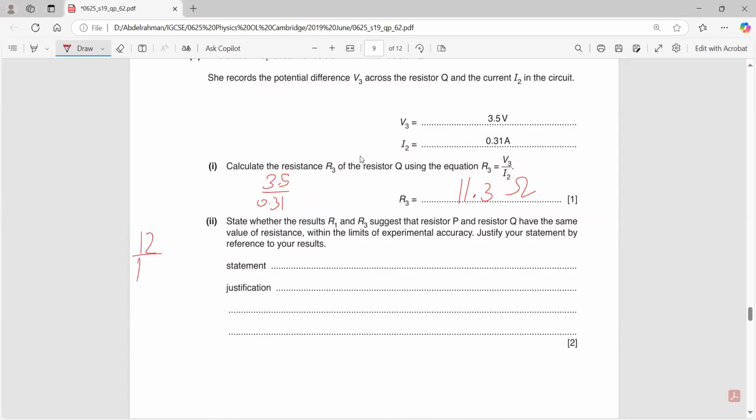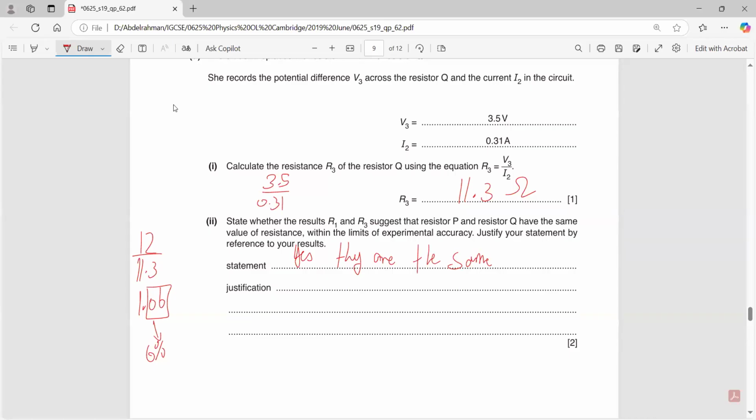So 12 divided by 11.3. What is 12 divided by 11.3? This would give you 1.06. So 0.06 is 6%, which is definitely within the limits of experimental accuracy. So the statement, yes, they are the same.